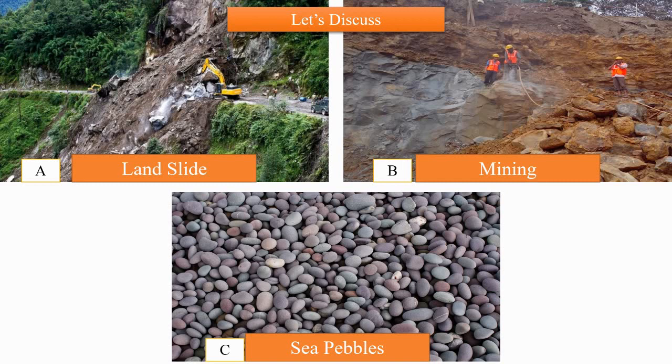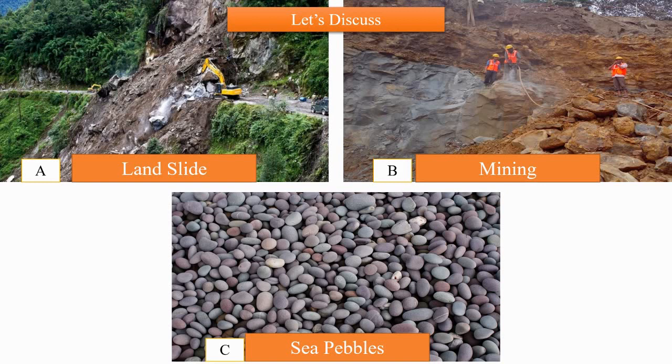Moving on to picture B. You can see some men working on one part of the mountain. This can be done to obtain rocks or valuable stones. This is known as mining. Mining is done by man to obtain valuable minerals by digging into a mountain or a large rock.